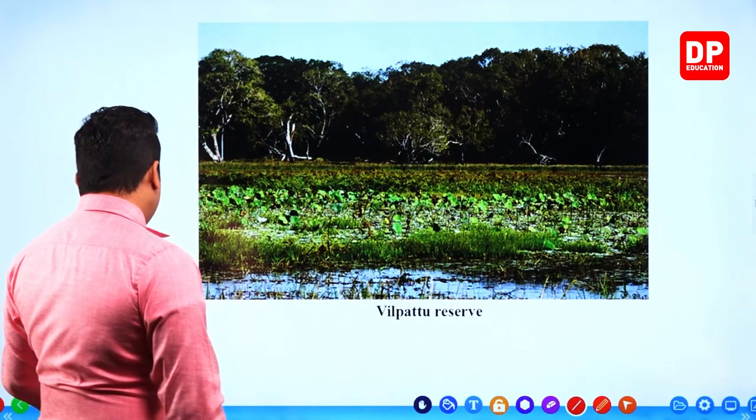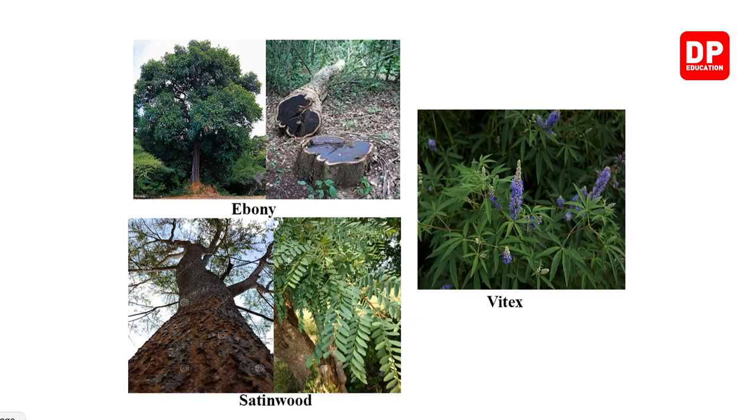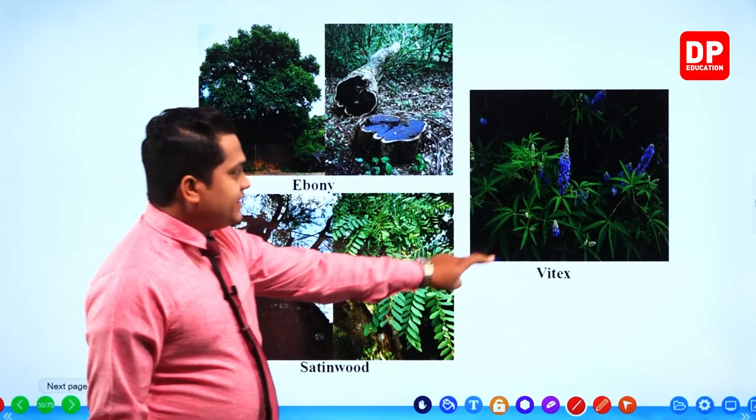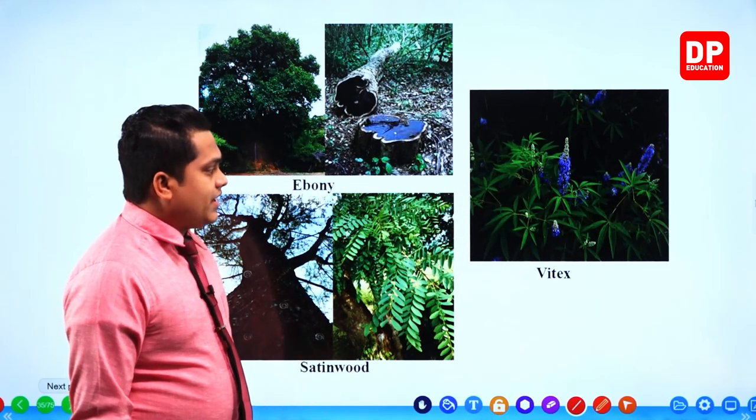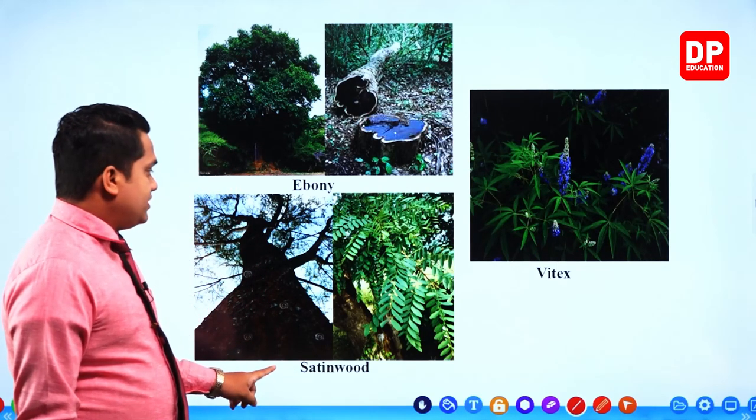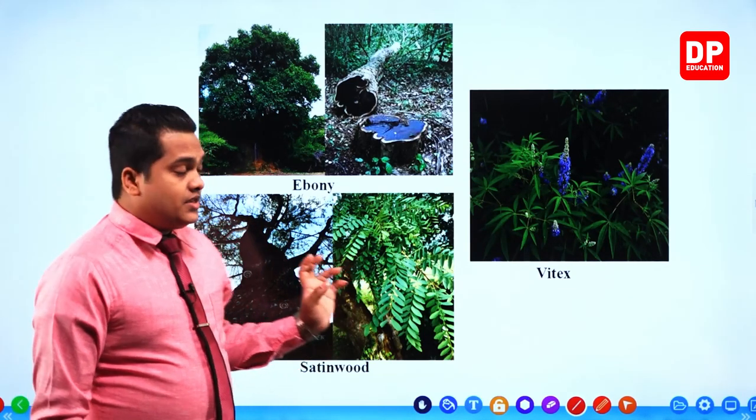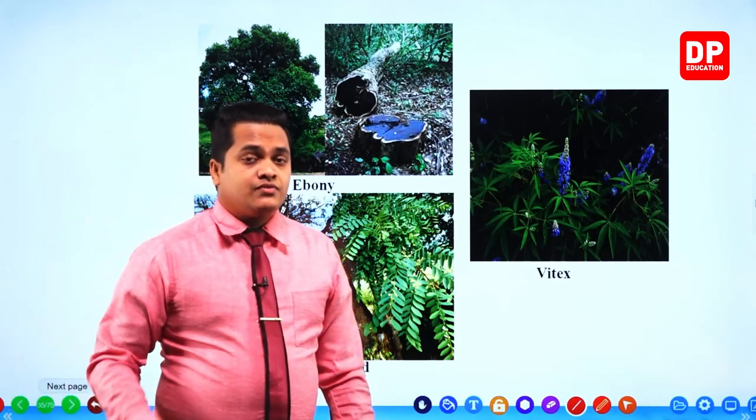Earlier, you were given several examples regarding plants. This is ebony. The specialty of the ebony plant is that its wood has a unique black color like this. This plant wood is very valuable. And this is the vitex plant. Then here, the satinwood. Satinwood also has a good wood value. So ebony and satinwood have very good wood value.